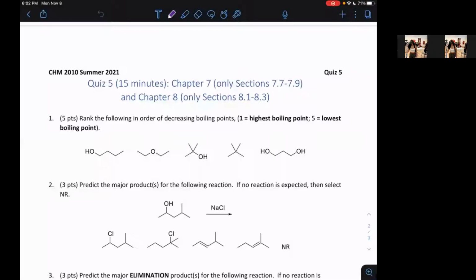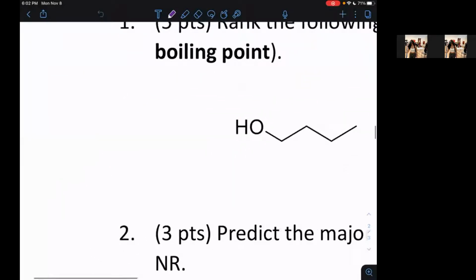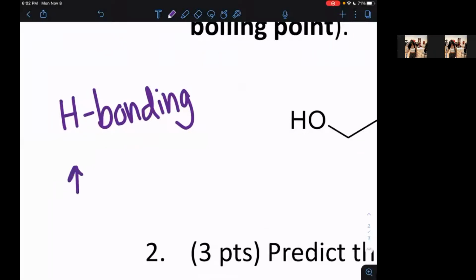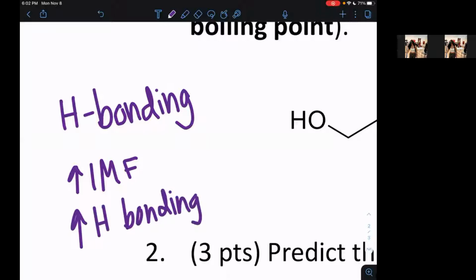So the first one is rank in order of decreasing boiling points. So boiling point depends on what? Boiling point is associated with hydrogen bonding. It's like a stronger intermolecular force. So more hydrogen bonding makes for a higher boiling point.